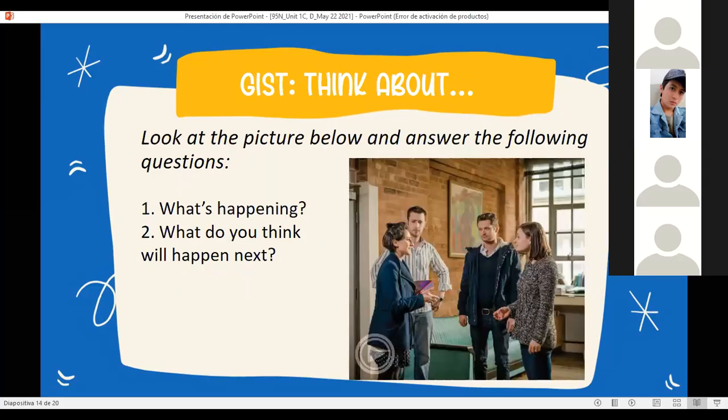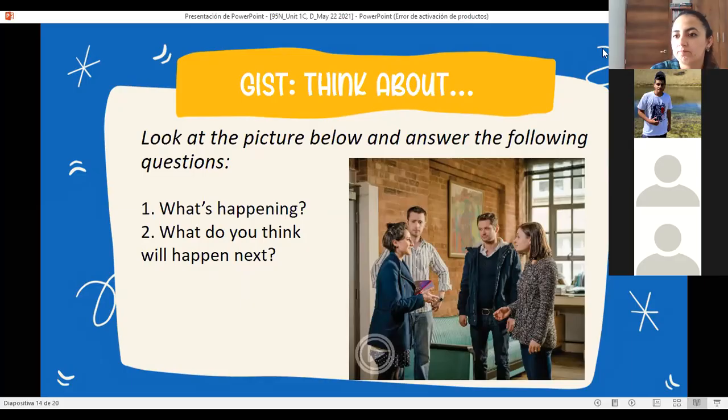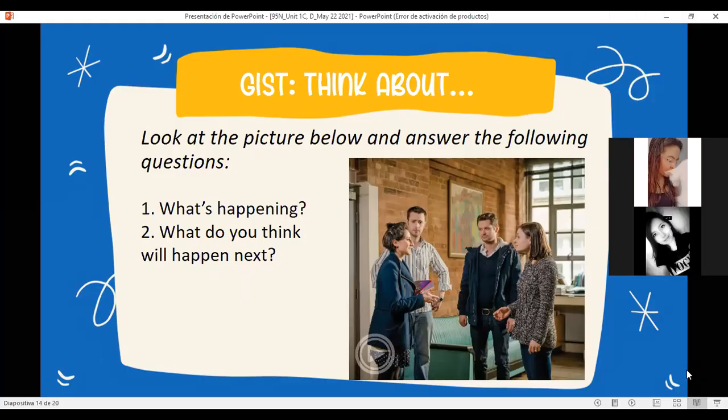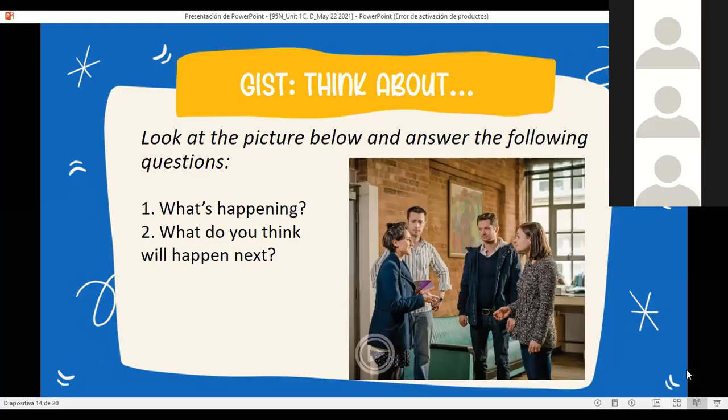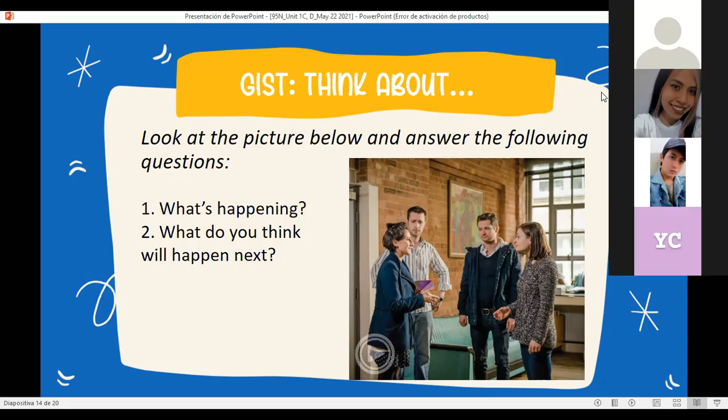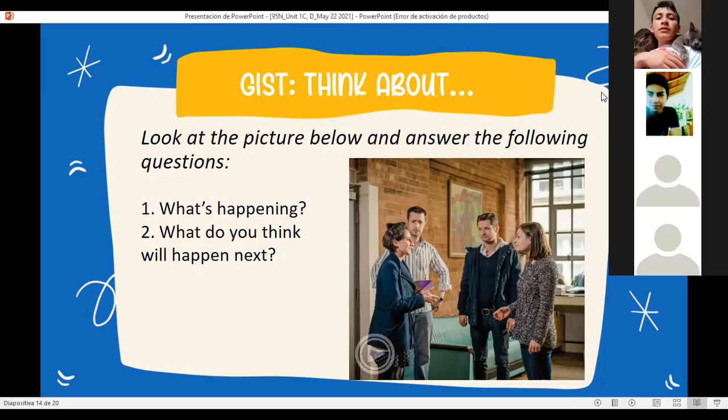What do you think is happening in this picture, guys? What's going on in this picture? Can you tell me? What is going on? What happens in this situation? Josie, what do you think is happening here?